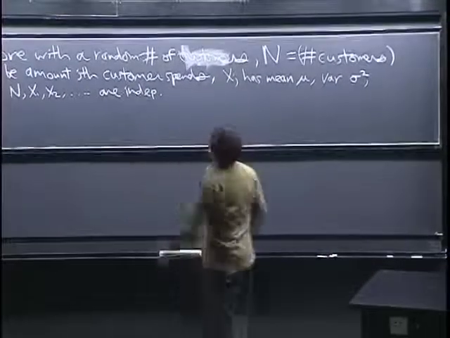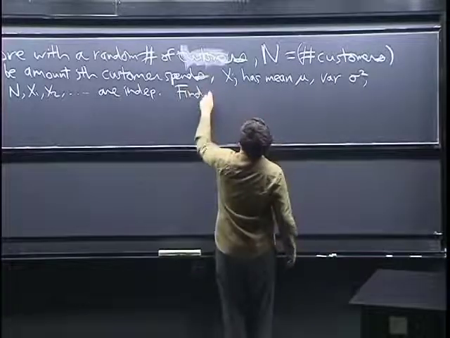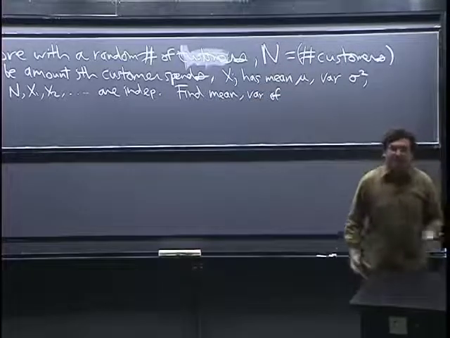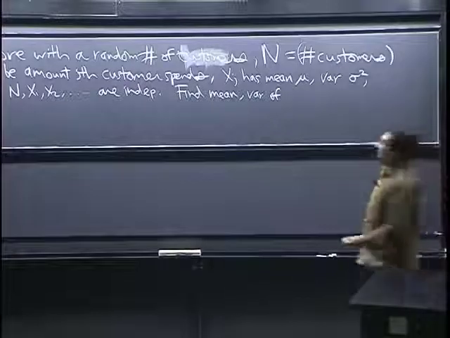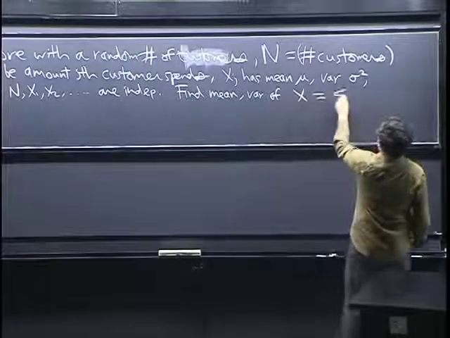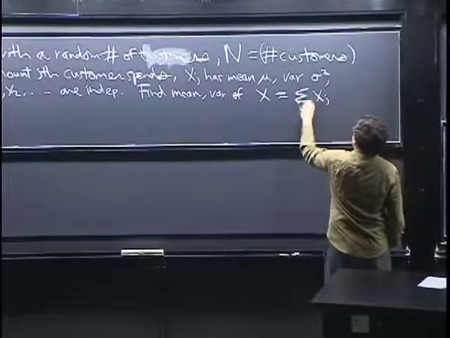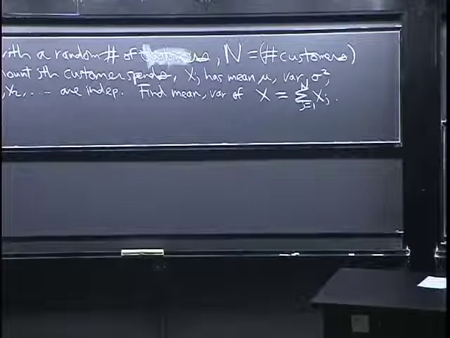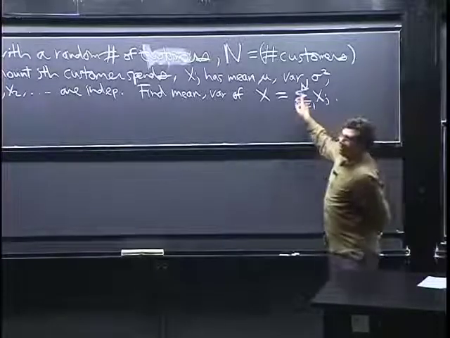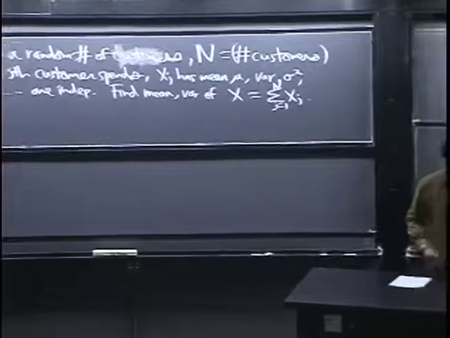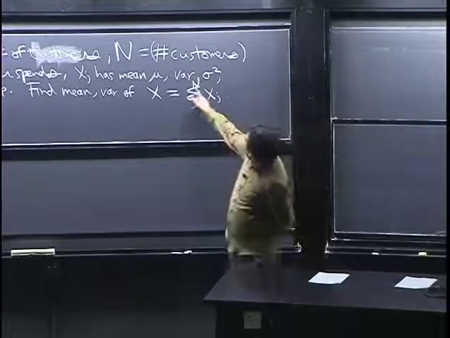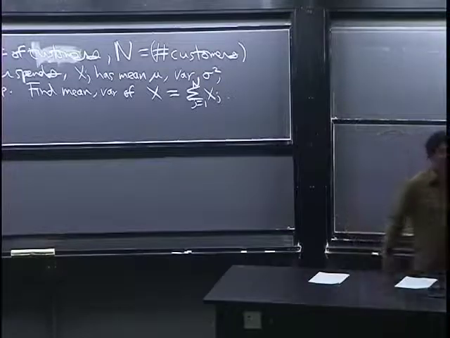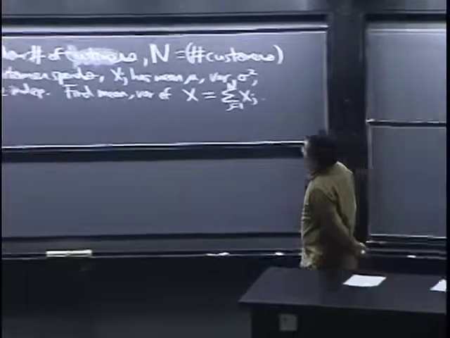Okay, and then we want to find the mean and variance of just the total expenditures, right? That's how much revenue you would take in. So let's call that X. X is just the sum of xj, j equals 1 to capital N. So it's just the total amount. But what's unusual about this sum, compared to what we've seen generally, is that the upper index, capital N, is a random variable. So we're adding up a random number of random variables. Okay? So that's the setup.